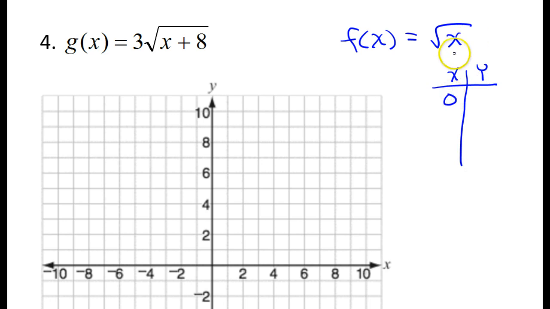We can't put any negative values in here, but if x is 0, y is 0. If x is 1, y is 1. If x is 4, y is 2. I'm taking the square root. If x is 9, y is 3. So let's graph these points. So 0, 0, 1, 1, 4, 2, 9, 3. So this is what the parent function looks like.